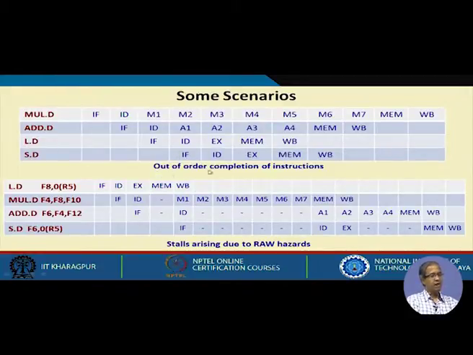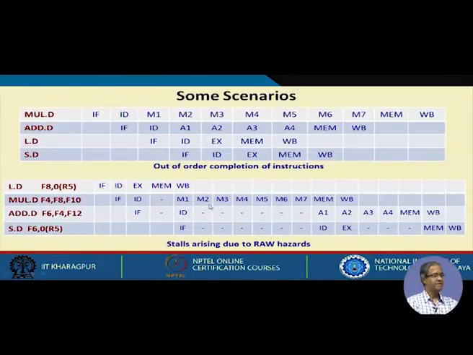Now, you see out of order completion of instructions: the third instruction finishes first, the fourth instruction finishes next, then the second instruction, then the first instruction. So, for multi-cycle operation this is the first thing that happens. There will be out of order completion of instructions.